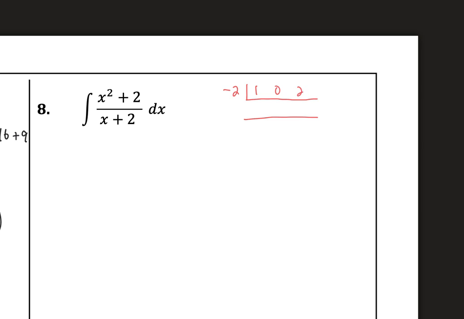Okay, and then you bring down the first one. And then every new number that comes down here, multiply it by -2 and put it diagonal. -2, and then every new number that comes here in the middle column, just add these two, and that's what goes here. Okay, multiply that by -2, add.